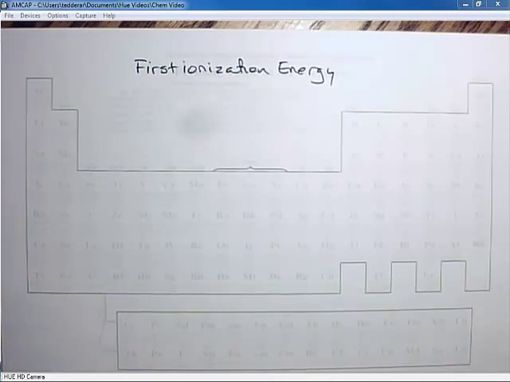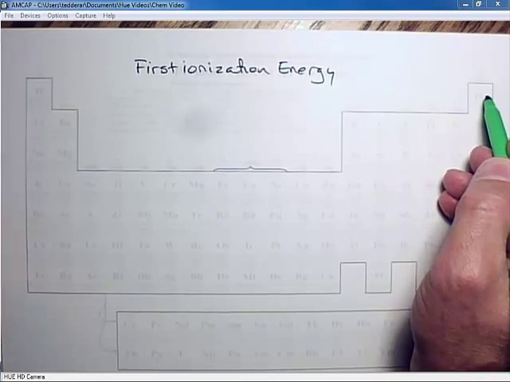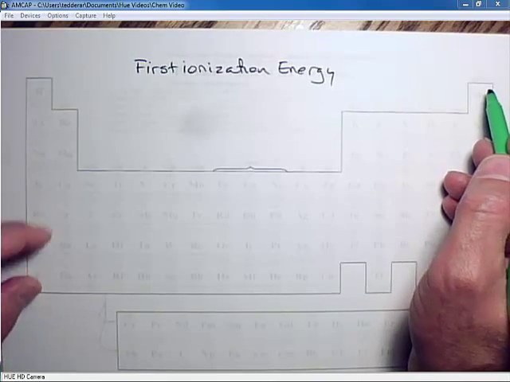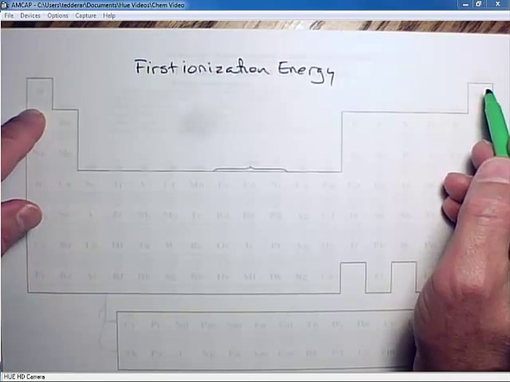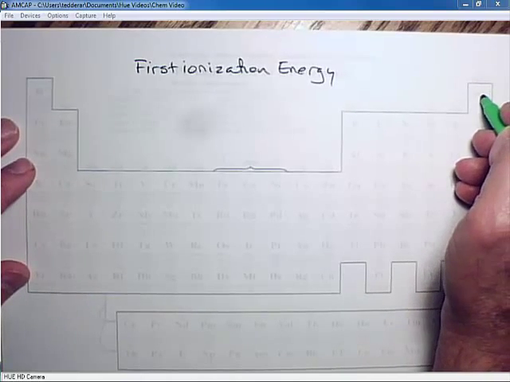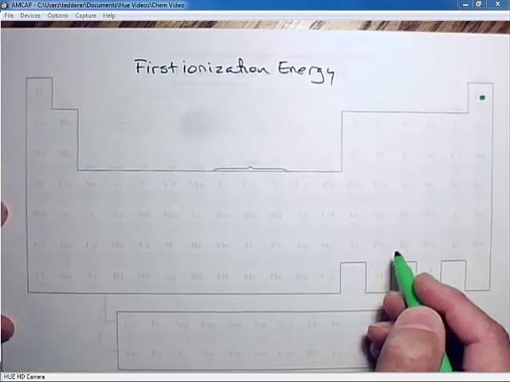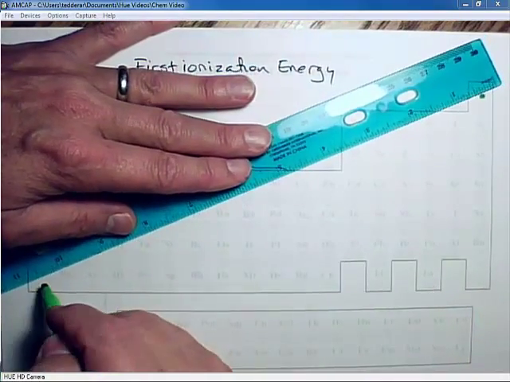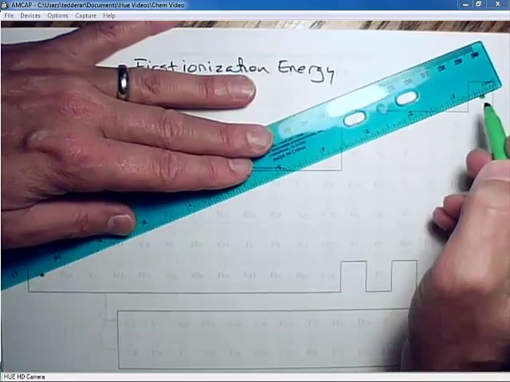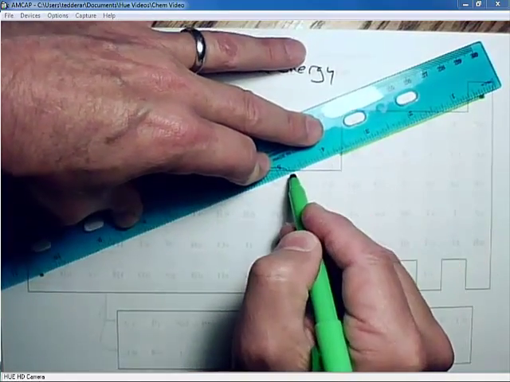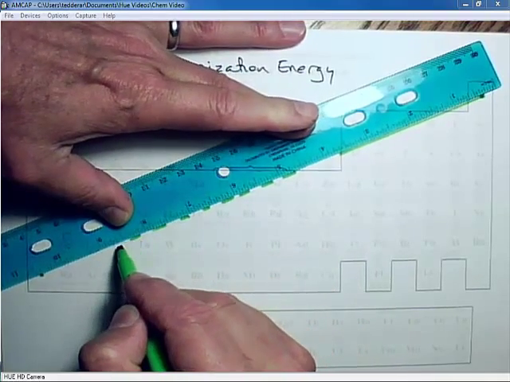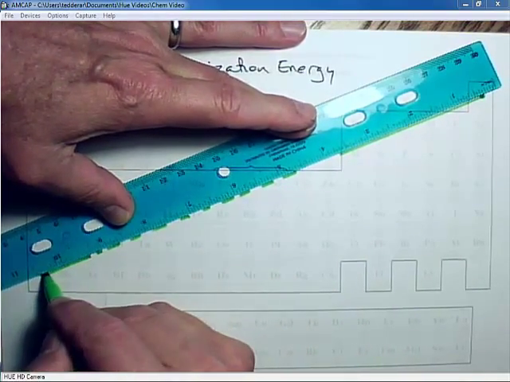Now, the element that is the hardest to remove an electron from is helium, because those two electrons are closest to the nucleus, and there's two protons, which is one more than what hydrogen has. So helium has no shielding effect to speak of, so it's going to be the hardest to remove an electron from. It's going to have the highest first ionization energy, and francium down here is going to have the lowest. And all this stuff in the middle doesn't change a whole lot, just like before. Okay?